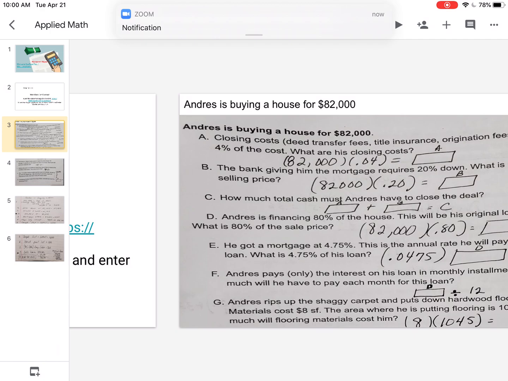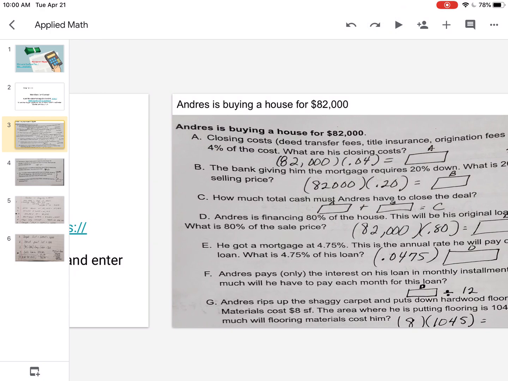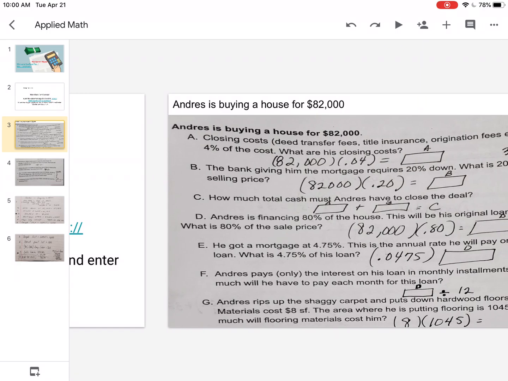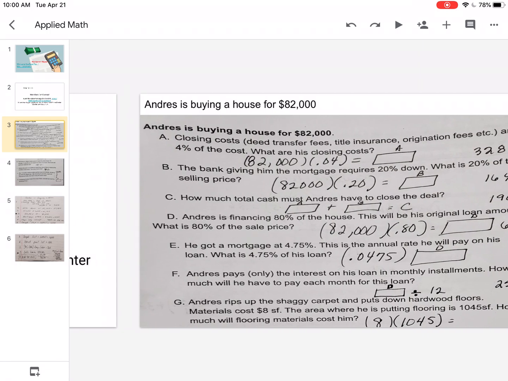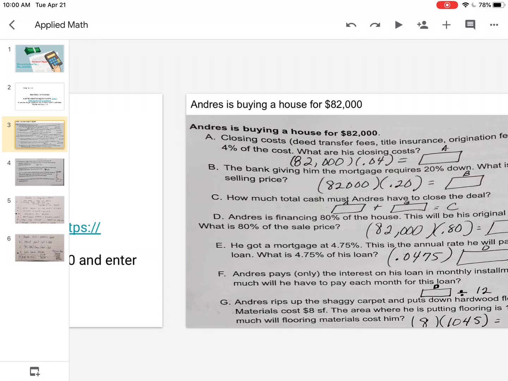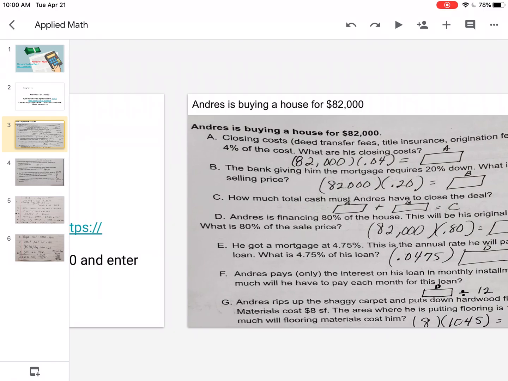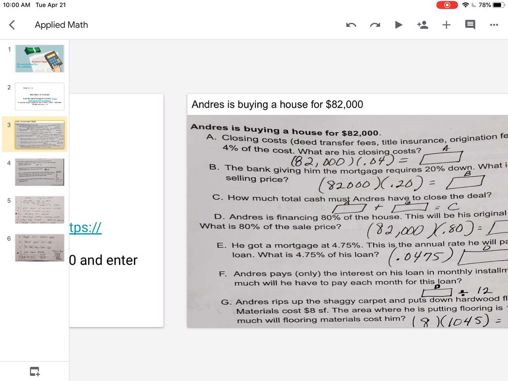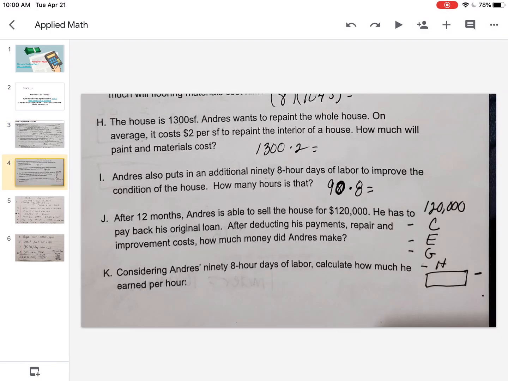Andre pays only the interest on his loan in monthly installments. How much will he have to pay each month for his loan? You take the answer from D and divide it by 12 months. Andre rips up the shaggy carpet and puts down hardwood floors. The materials cost $8 per square foot, and the house's square footage is 1,045, so you multiply those together. And this is H, I, J, K.